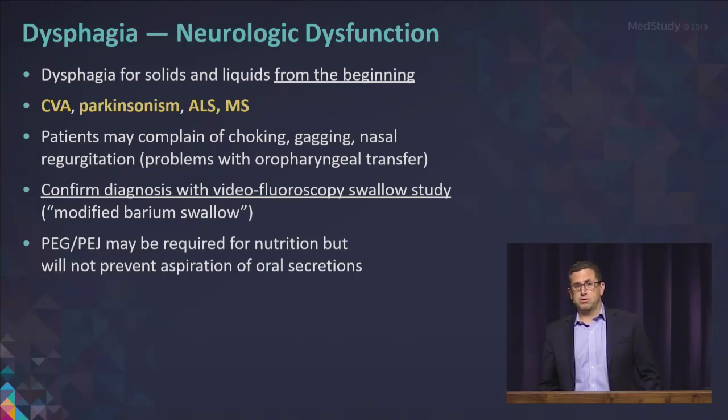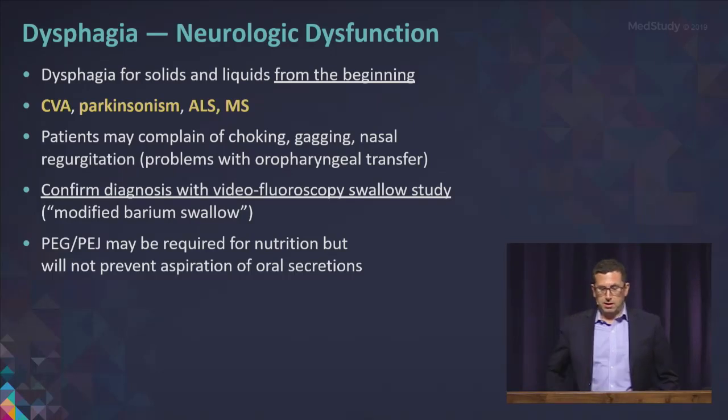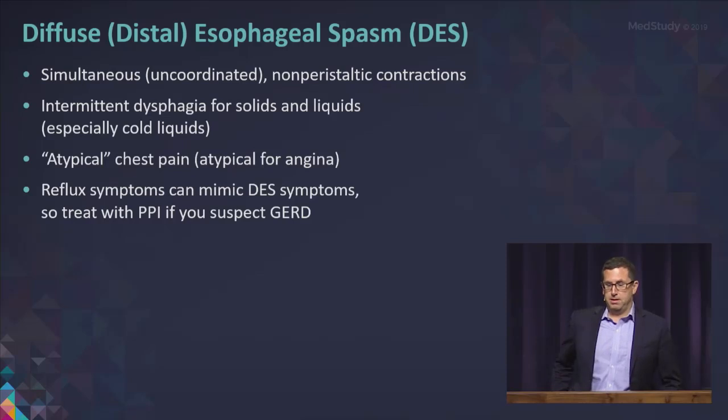And when we're concerned about this, we really want to get a video fluoroscopy study or a modified barium swallow. Again, this is where you swallow barium and you can actually see what's going on when they swallow. In some cases, you may have to put a PEG in for nutrition purposes, but as we all know, this will not prevent aspiration of oral secretions.